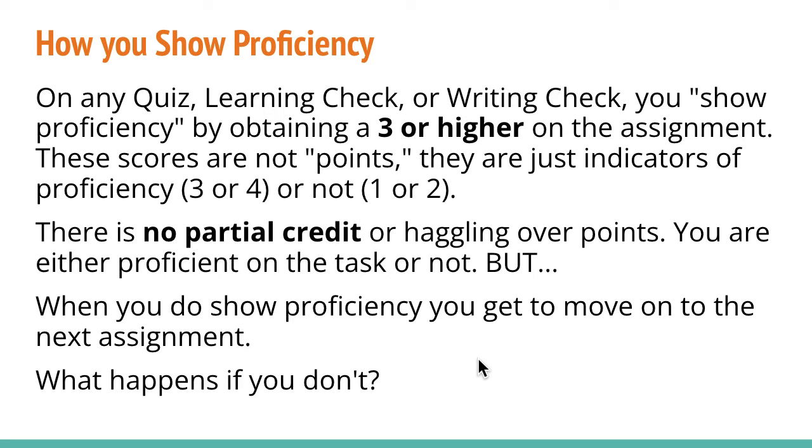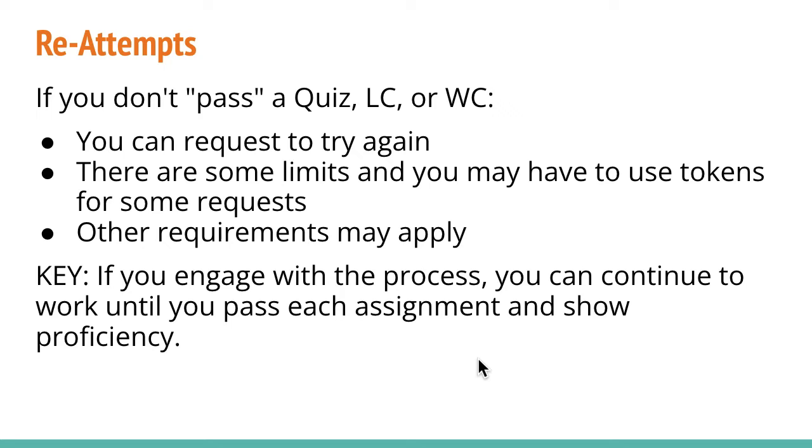If you cannot show proficiency on any of those assignments with the attempts that are given to you by default, what happens next? Well, as I said earlier, if you don't pass a quiz, a learning check, or a writing check and show proficiency, then you're going to have more opportunities, within reason, to redo an assignment so that you can show proficiency eventually. So you'll be able to request to try another quiz or another learning check or whatever it may be, so you can request another attempt at one of these assignments. There will be some limits to how many times you can do this and how long into the future those extra attempts may go. You may have to use what are called tokens for some of these requests, actually for most of them. So we'll talk about tokens a little bit later.